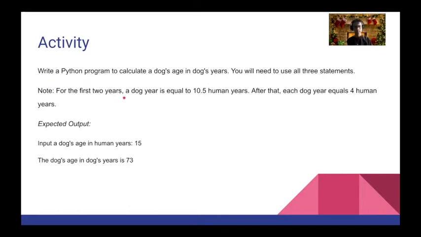So here's the activity. You have to calculate a dog's age in dog years. You will need to use all three statements. Just remember, for the first 2 years, a dog year is equal to 10.5 human years. After that, each dog year equals 4 human years. So if I put a dog's age, it should give me 73. Okay.